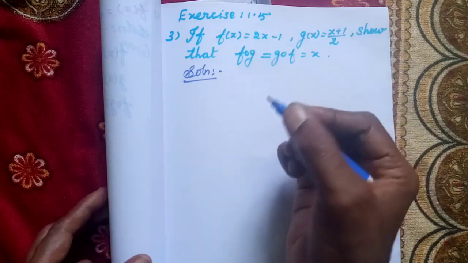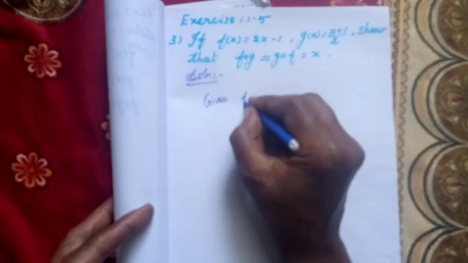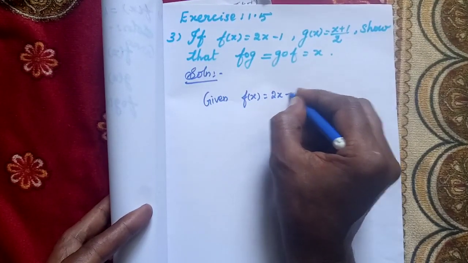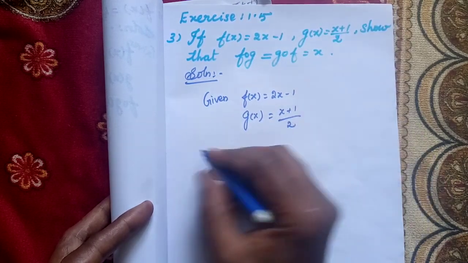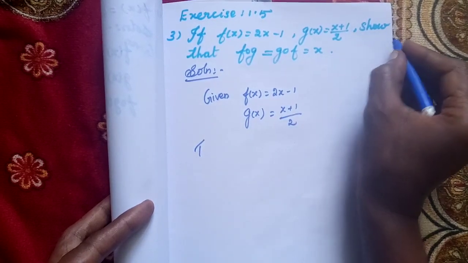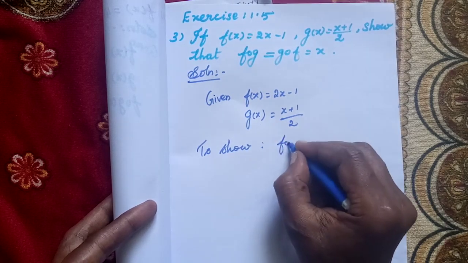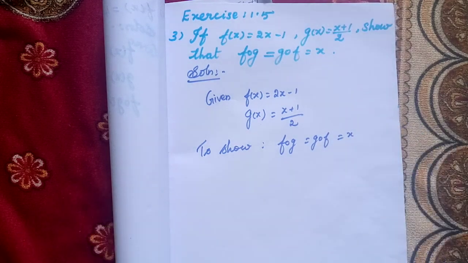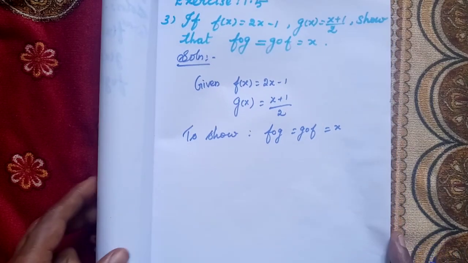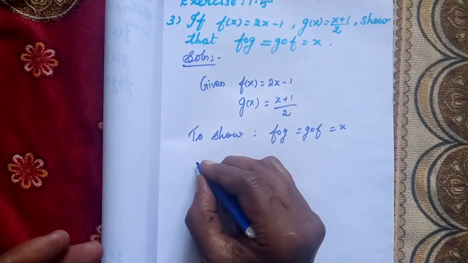Given f of x is equal to 2x minus 1, g of x is equal to (x plus 1) by 2. To show, here prove that, show that, like that they asked, to show f composite g is equal to g composite f is equal to x. Like that we have to prove that. How can we find out first f composite g?